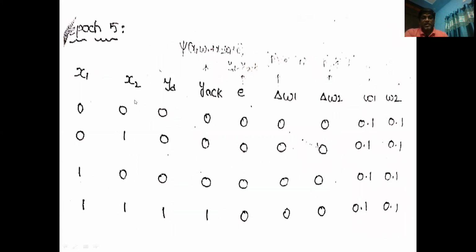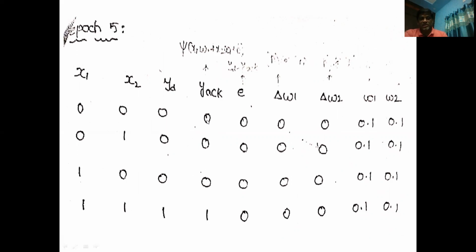In this epoch also, one error term is identified. Therefore, we continue with next epoch, epoch number 5. Again, the process is going to be same. The formulas are going to be same. The input vectors are 0, 0, 0, 1, 1, 0, and 1, 1 with the desired responses 0, 0, 0, 1. And the actual values are calculated.